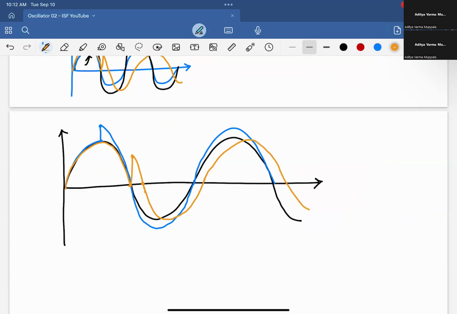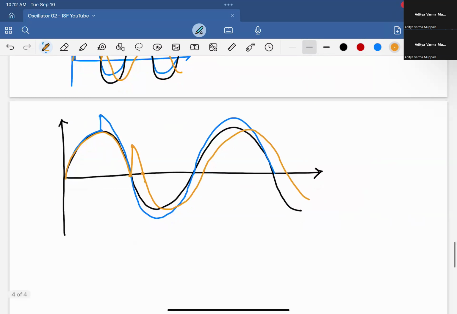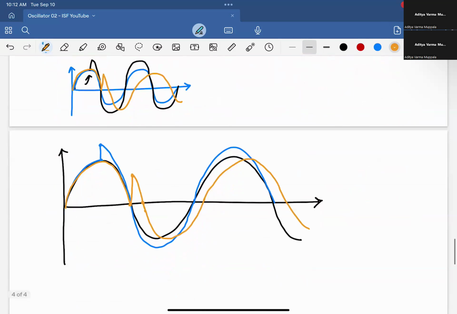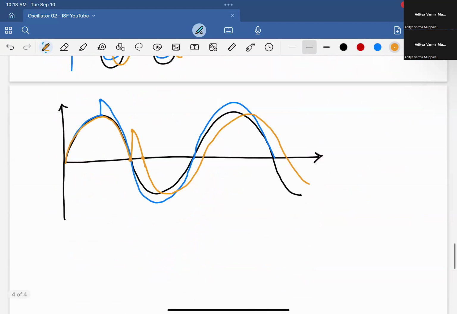So that is sort of the heuristic, intuitive argument as to why it's a time varying system, right? This HA and HV are both time varying systems. Depending on the tau, when you introduce this impulse, the phase and amplitude response change. Right? Of course, it's periodic because the limit cycle itself is periodic, but within that period, it depends on when you introduce that tau. And that's a general intuition behind ISF as well. And we'll see what that is.